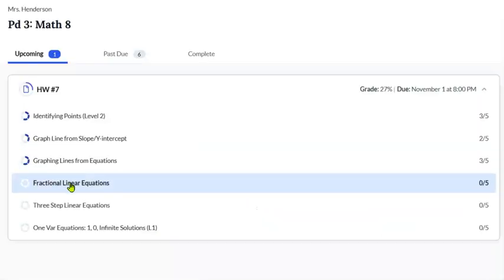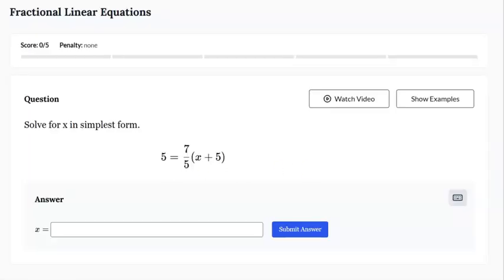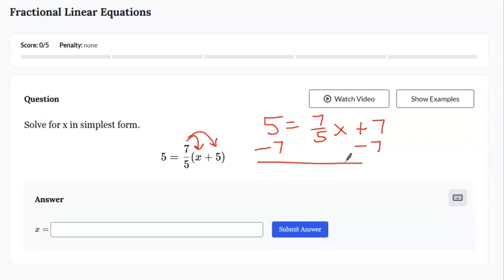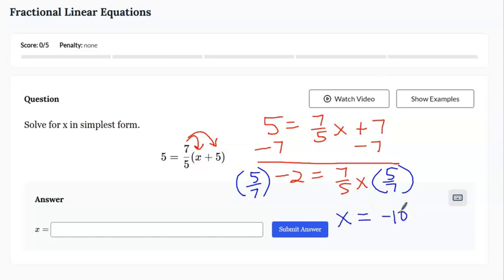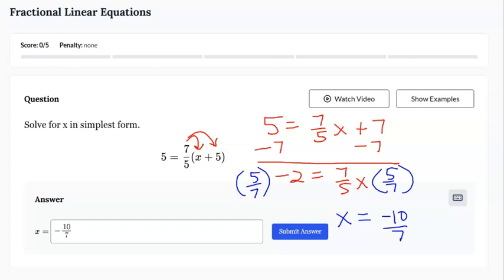The next topic is solving linear equations. We're going to distribute this fraction. We're going to subtract 7 from both sides. And we're going to pick up our calculator and multiply by the reciprocal. Leave your answer in fraction form. So for us, that's -10/7. Type it in the answer key, and you're done.